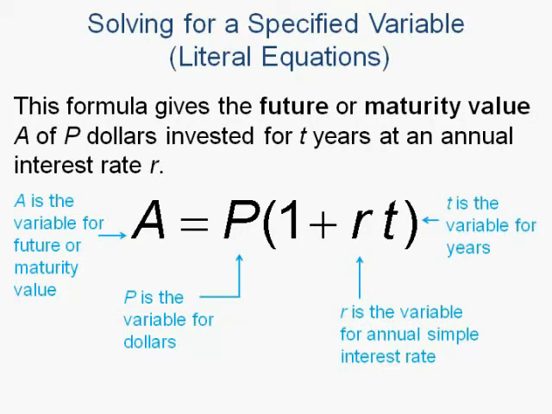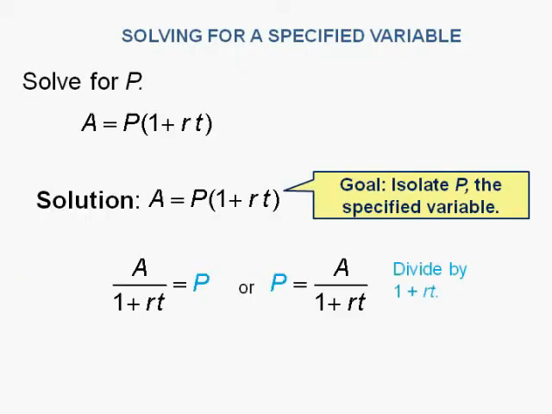All right, let's take one that's a little bit more interesting. This formula gives the future or maturity value A of P dollars invested for T years. Again, A is going to be the future value, P is the principal, R is the rate, and T is the time in years. So the formulas, I'm afraid, will get a little worse. In this case, they want us to solve this formula for P.